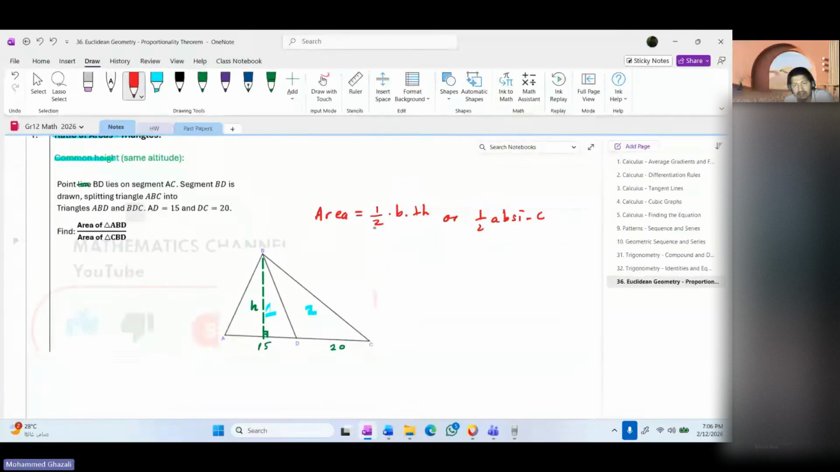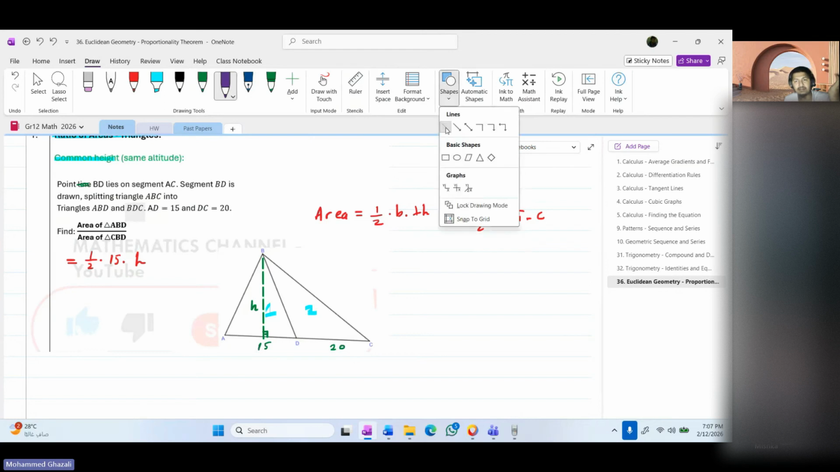Let's work with this. How will we find the area of triangle ABD? The area of triangle ABD is half, and what's the base? I'm looking at triangle 1 on the left. The base is 15, and the height is h. That's why we say it's a common height. Between the two triangles, we have a common height. We don't have a value for the height because we have created it.